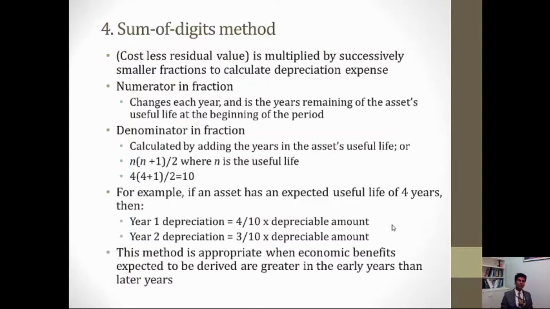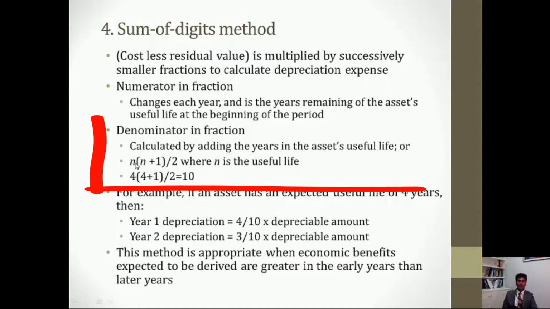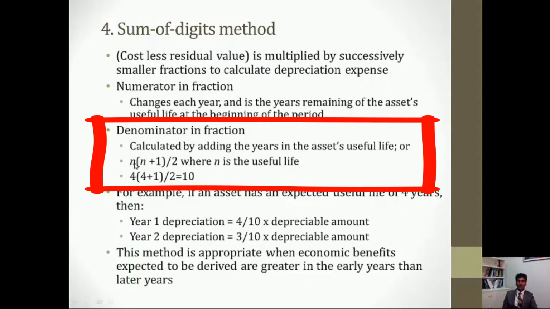Let's look at the sum of digits method. The sum of digits method is where you can use a formula. N is the number of years of useful life of the asset, and then within brackets, n plus 1 divided by 2, the useful life of the asset plus 1 divided by 2. You also can count the number of years and add them together.